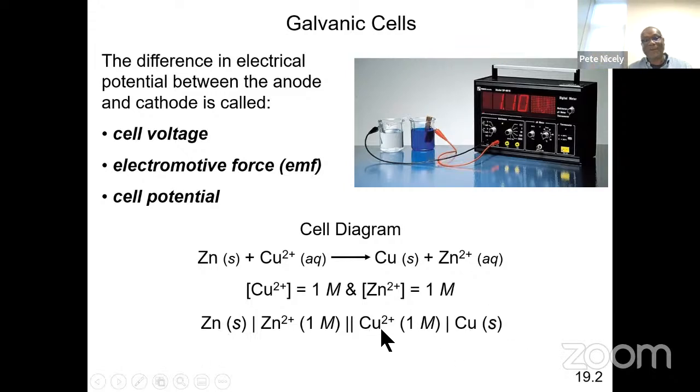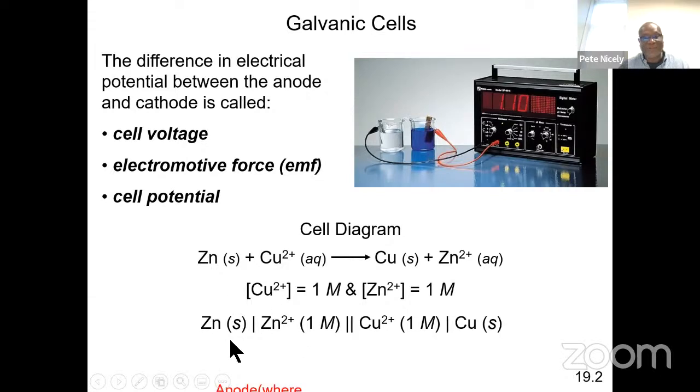You'll notice that you have the copper 2+ symbol here, 1 molar beside it, and then a line, and then copper solid, all right? So we call this a cell diagram. And you need to pay attention to the order of how these things are represented, because you'll notice that we put the zinc here, solid, then a line, and then zinc 2+ 1 molar. What this is indicating is that the zinc is being converted to the zinc 2+. In other words, oxidation is taking place.